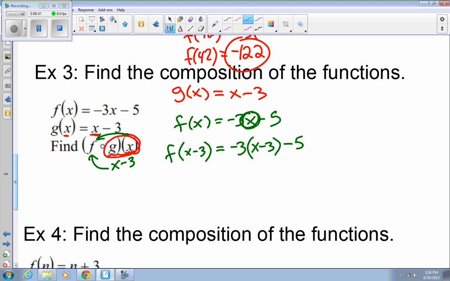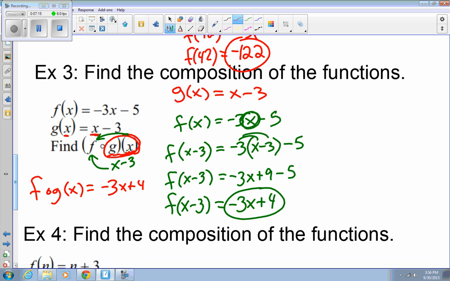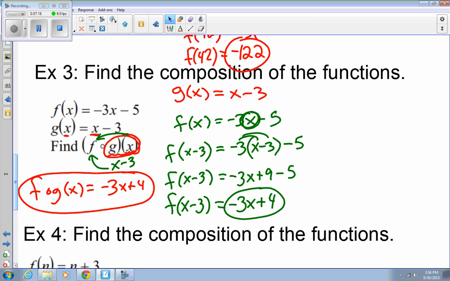Simplify this. You can distribute negative 3x. Negative 3 times negative 3 is positive 9. Subtract 5. Don't forget that on the outside. And f of x minus 3 equals, simplify it further, negative 3x plus 4. So in the end, this is what I'm looking for. That is the answer. So f of g of x equals negative 3x plus 4. That's your final answer. Alright, last example.